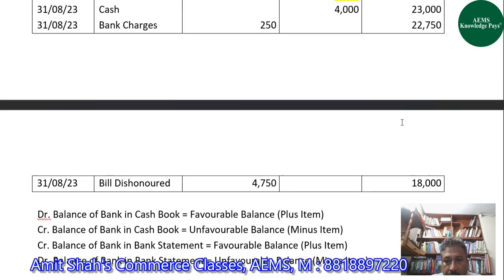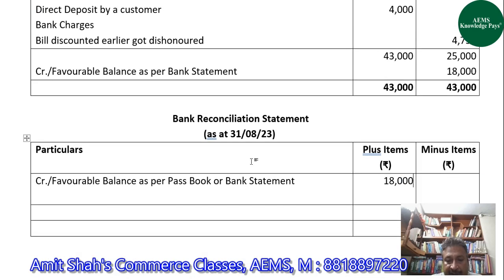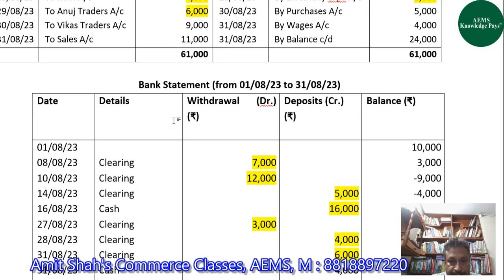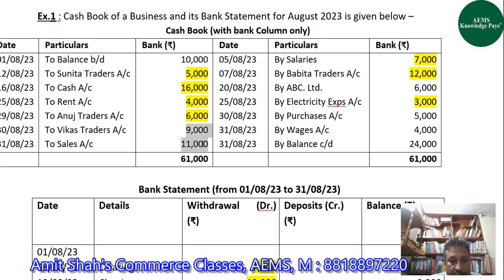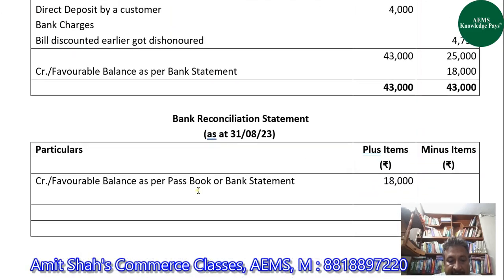Right, guys? Now we will see the items of difference. So here we have two checks which have been deposited but have not got cleared. For this, we will write the same thing here, that is checks deposited but not cleared or credited.